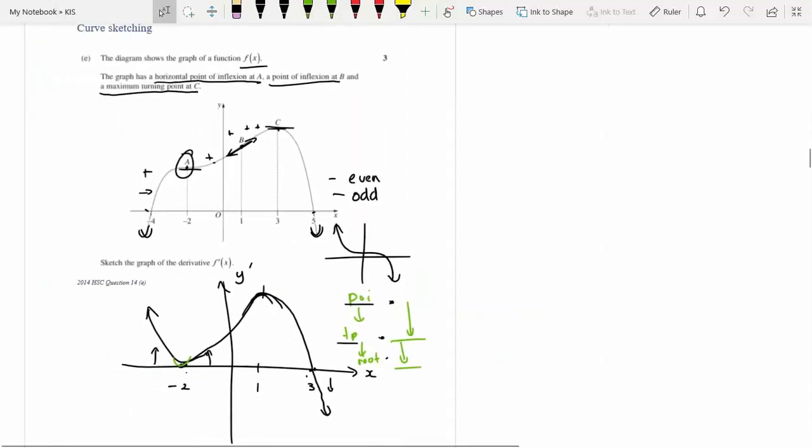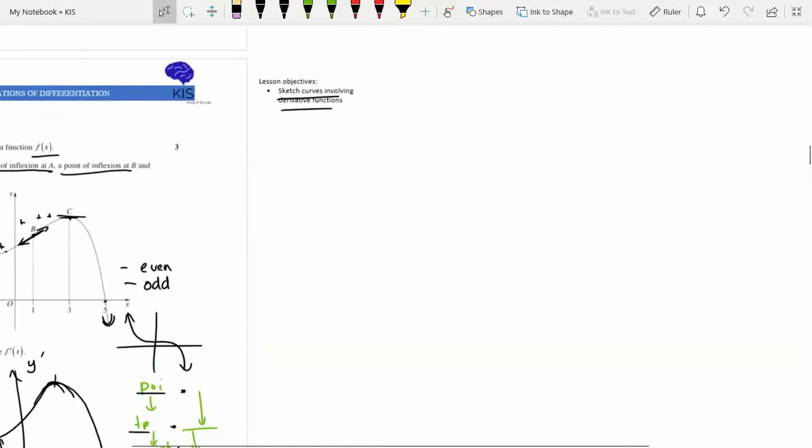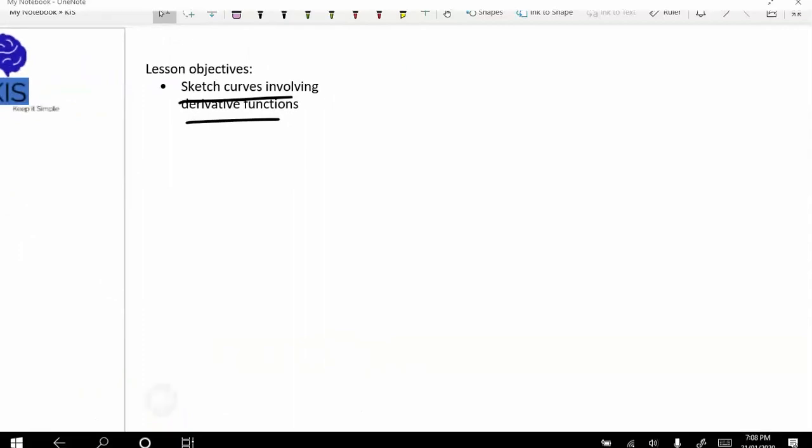You can try to practice some other questions and that'll get you more exposure, which will make this easier to do. So that's all we've had a look at today. We've just looked at curves involving the derivative functions and sketching them.